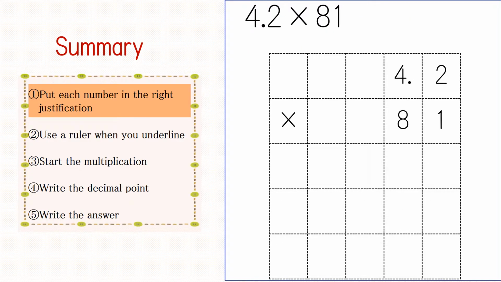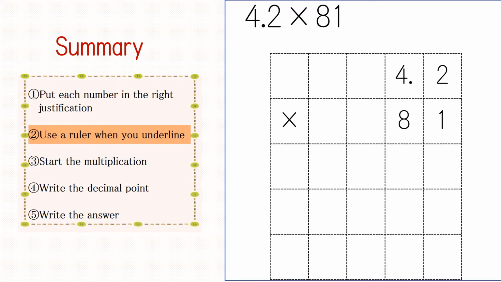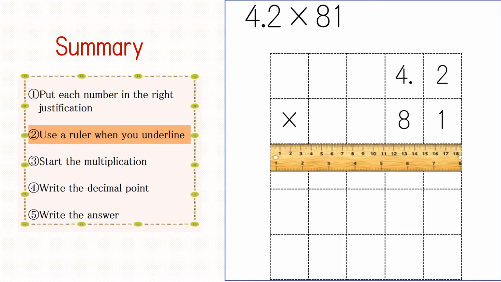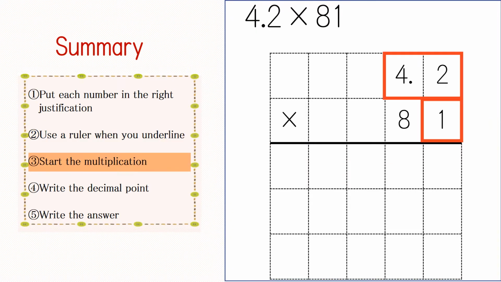Finally, we are going to review what we learned today. Put each number in the right justification instead of alignment. Use a ruler when you underline. Then let's start the multiplication. 1 times 2 equals 2. 1 times 4 equals 4.